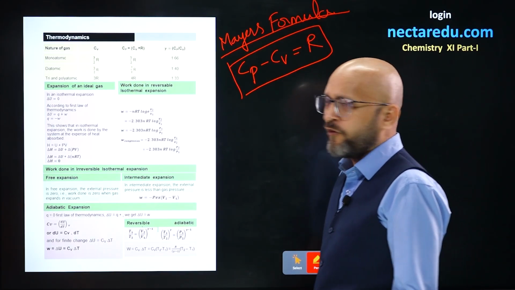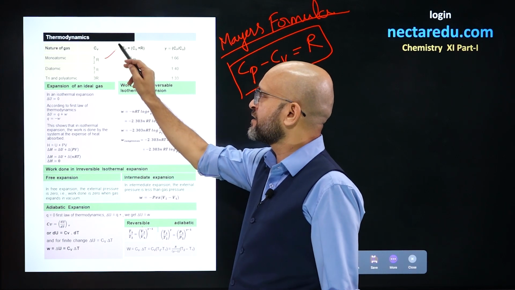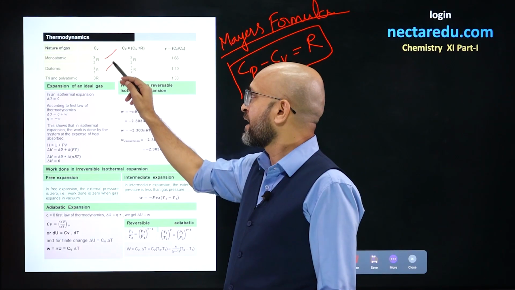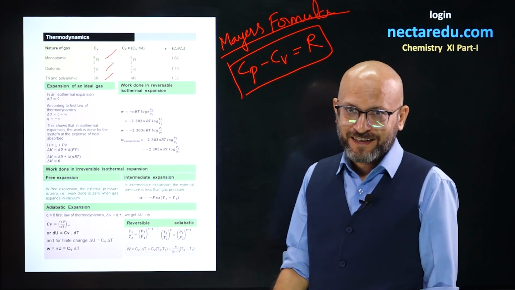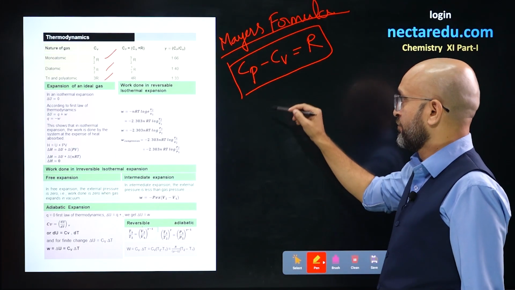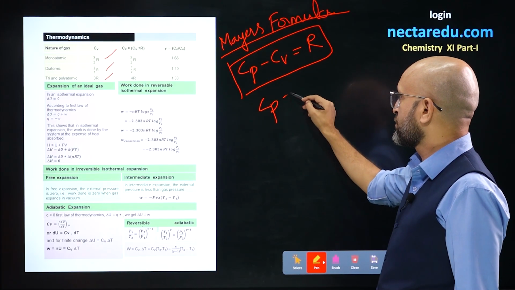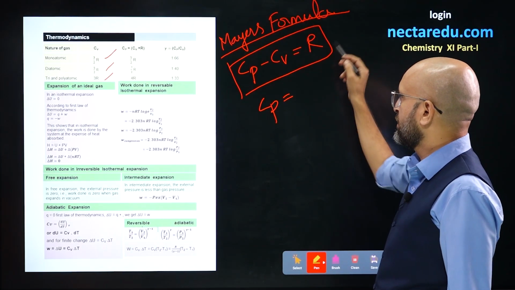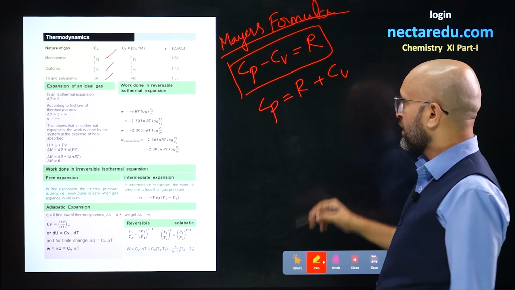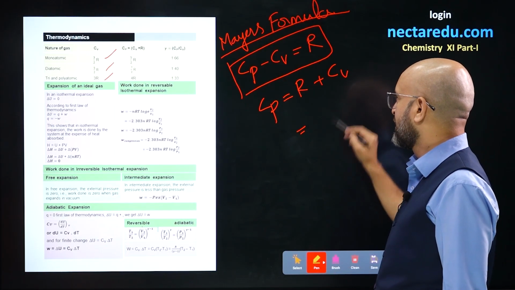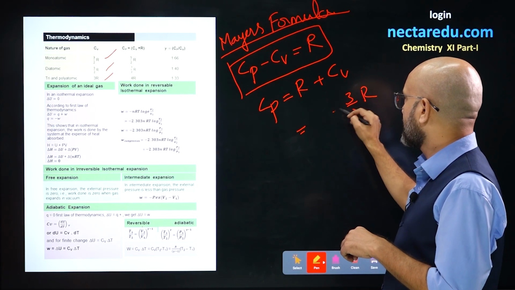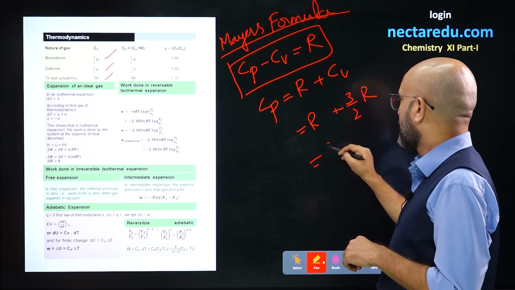Just remember, for monoatomic gas Cv is 3 by 2R, for diatomic it is 5 by 2R, and for triatomic or polyatomic it is 3R. Alright. Now if you want to calculate Cp, from here Cp equals, if we take Cv to this side, R plus Cv. So for monoatomic gas, Cv is 3 by 2R, add this to R, you get 5 by 2R.